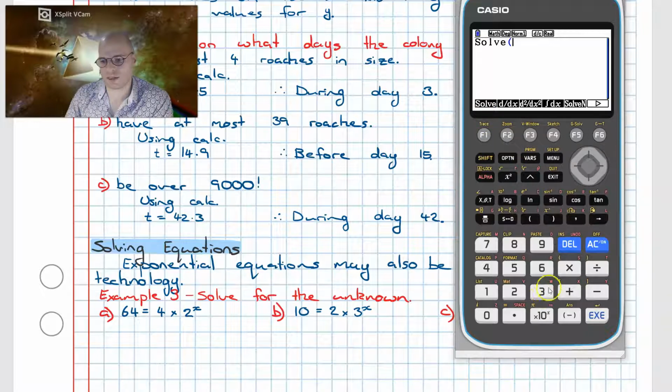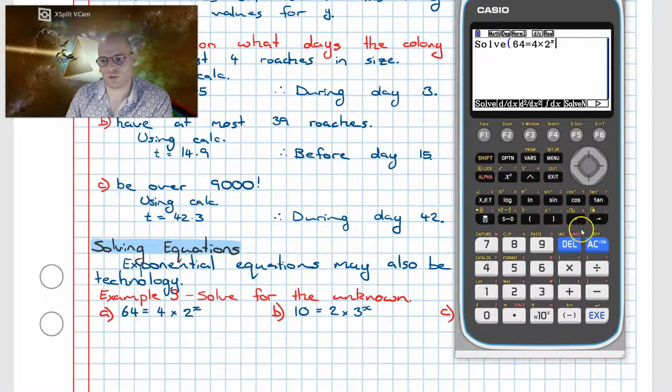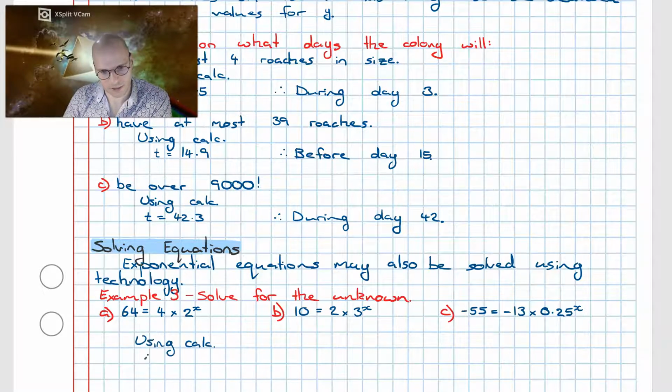After that, I'm going to put in the equation 64, shift down to equals, then we're going to go 4 times 2 to the power of x. Now we might be tempted to just hit execute, but that will give us a syntax error. What we need to do is tell the calculator what we're solving for. So we go for comma, then we write x. Then we close off the brackets. Hitting solve, we get a value of 4. So to show what we did, we say using calc, and we say therefore x is equal to 4.